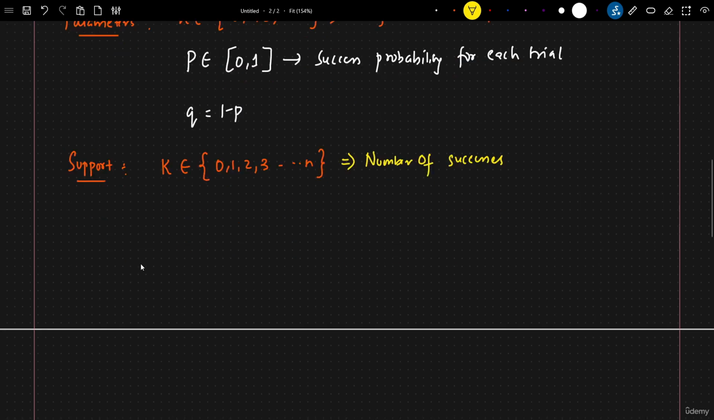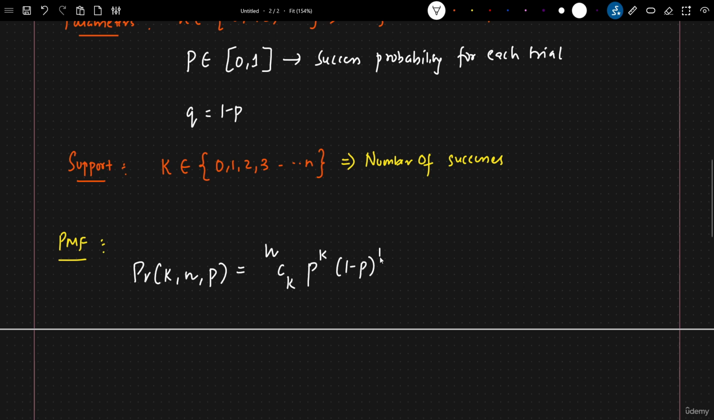So considering all these parameters, we will go ahead and take the PMF and see how we can construct it. For this PMF, we write the probability of k, and the PMF is just trying to find the probability for k, n, p. We define it like this: nCk, which is the combination, p to the power of k, (1 minus p) to the power of n minus k. I hope you know this formula.